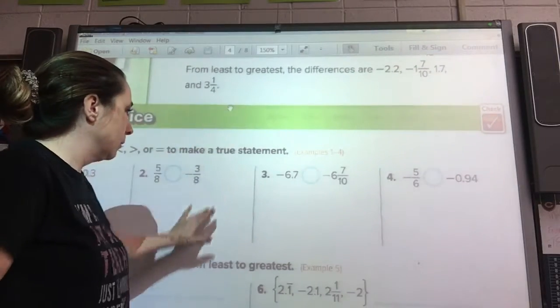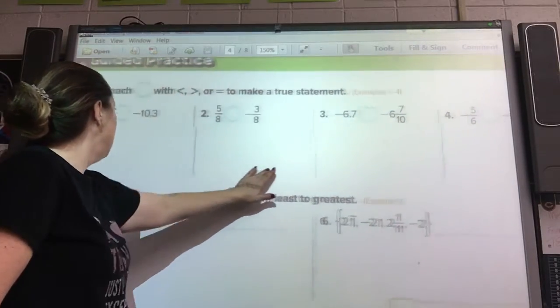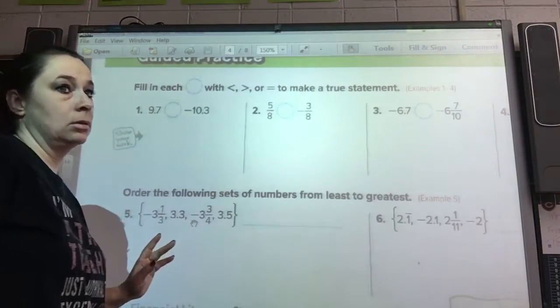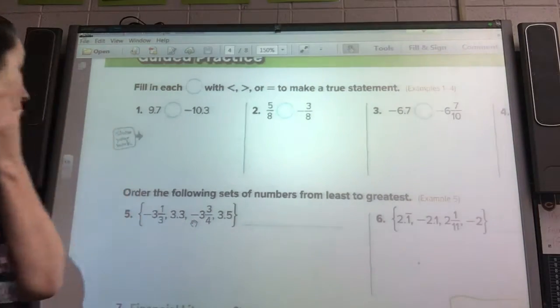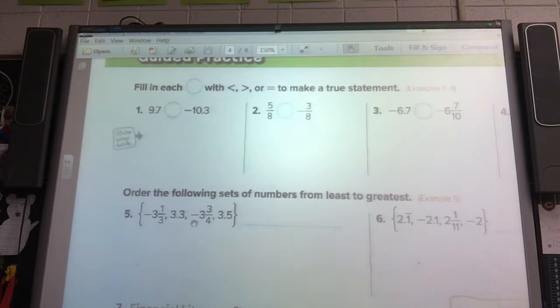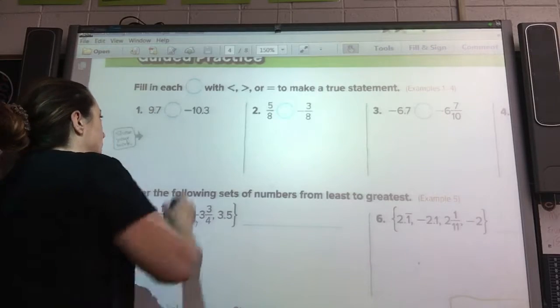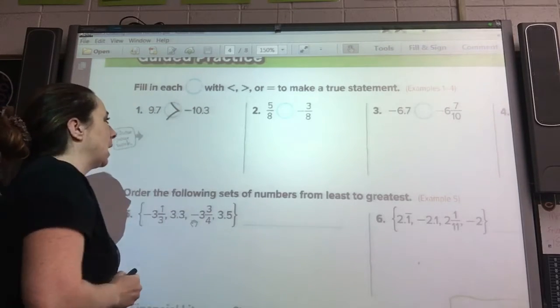Okay, here's our practice. Let's go over here. Okay, greater than, less than, equal to. Having $9.70, and I just think of it that way. I add a zero onto it and think $9.70, 9.7. If you had a zero on it, that's what it would be, is $9.70. Or owing $10.30. What would you rather have? Rather have the money in your pocket.